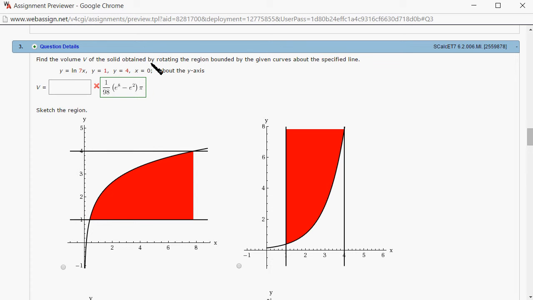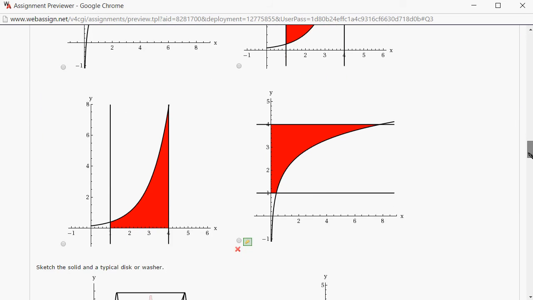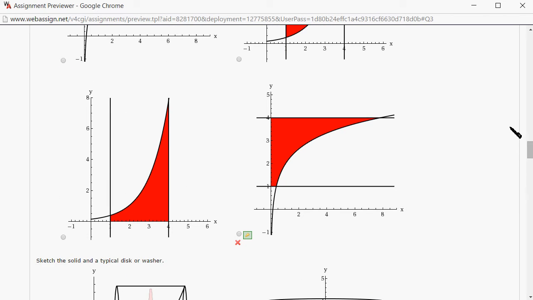Alright, so x equals 0 is the y-axis. So it looks like this is not the right one. And this one is not the right one, so it's not even using the y-axis. This is the right one, so we're using x equals 0, which is the y-axis. And this curve right here is the natural log of 7x from y equals 1 to y equals 4. So this is the correct one.